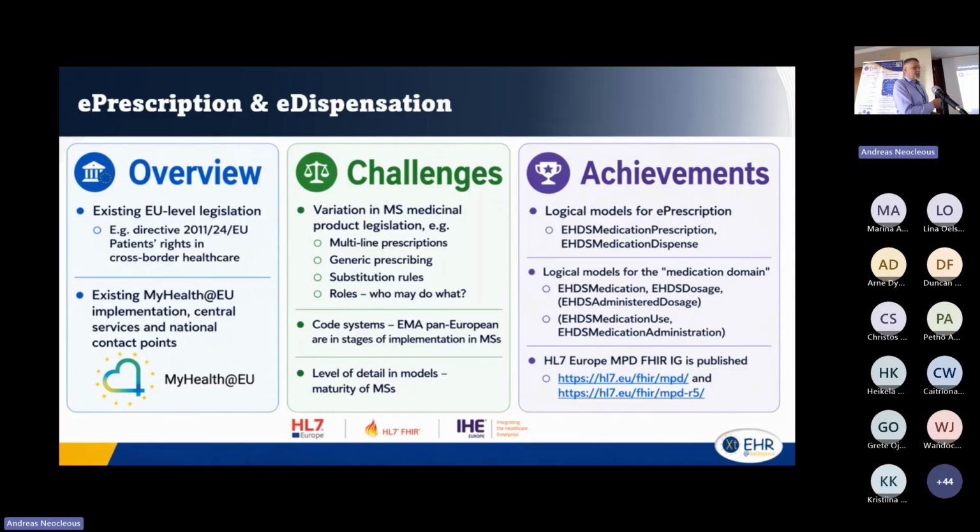on the e-prescription and e-dispensation, what we had to consider is that there is existing regulation on the European level. So the Patient Rights Directive has Article 14 about e-health, which we know is going to end in 2031, but it contains other articles which are still going to be relevant.